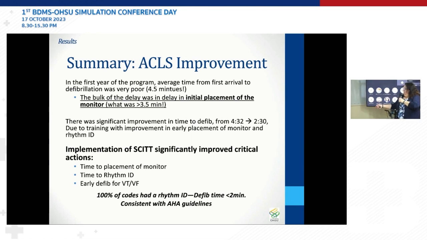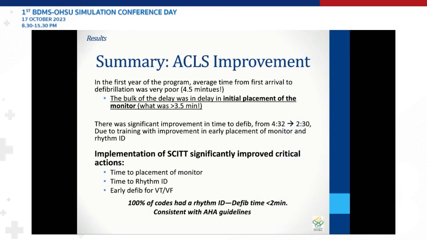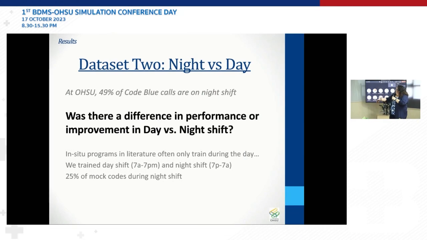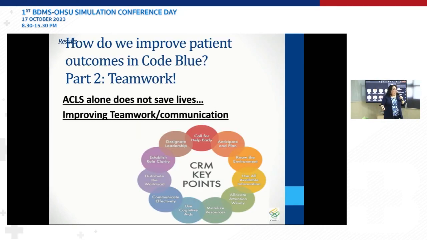And we showed you that implementation of our program significantly improved critical actions, and 100% of our codes actually had a rhythm ID to defib time less than 2 minutes, but we didn't get the patient defibrillated as soon as we would have because of other issues. Okay, so, I'm gonna skip this. Night shift and day shift were very similar, and we're happy to say that because we did mock codes at night and during the day, I think that contributed to this.